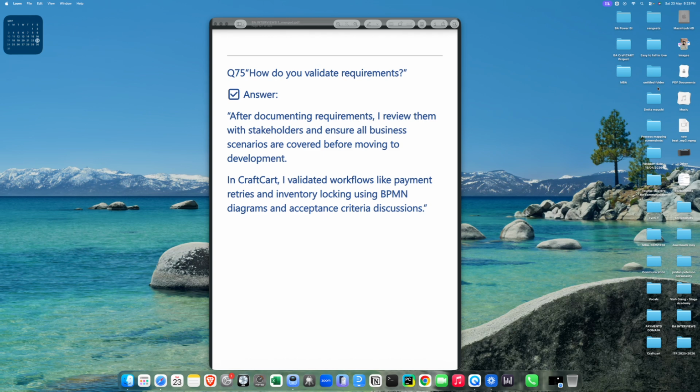Requirement validation helps reduce misunderstanding, avoid rework, improve development accuracy, and ensure that the final solution matches business expectations. It also improves collaboration between business, development, and QA teams. In Agile projects, validation is continuous. Requirements are refined during backlog grooming, sprint planning, and stakeholder feedback sessions to ensure user stories remain clear and development ready. I validate requirements through stakeholder reviews, process walkthroughs, acceptance criteria discussions, and scenario validation to ensure the solution aligns with business expectations.